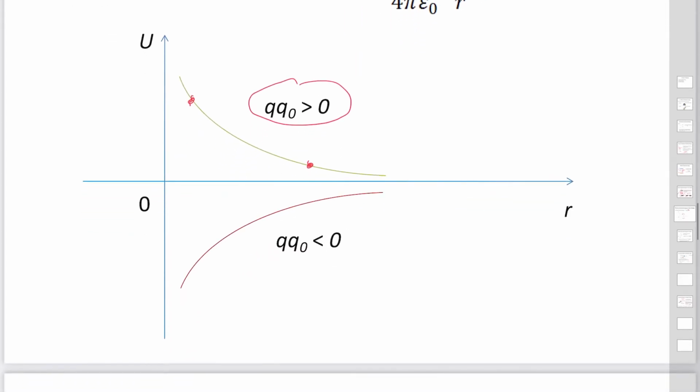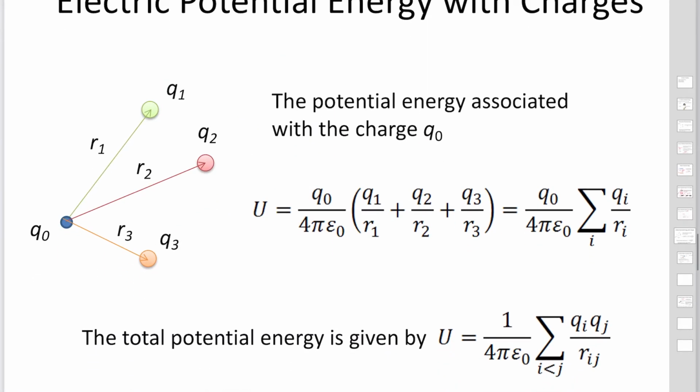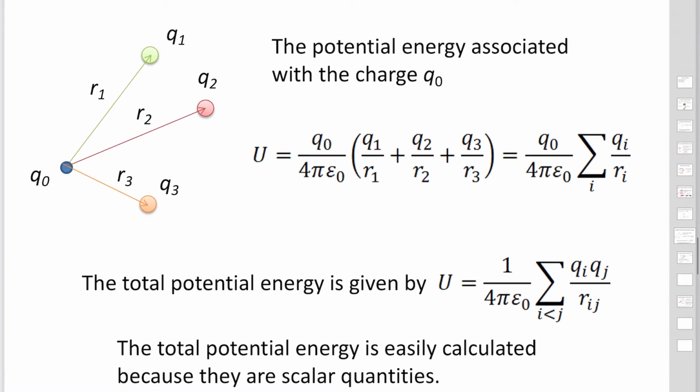If one of the charges, for example q is positive and q sub 0 is negative, the product becomes a negative quantity. If the two charges are close, the potential energy becomes really low compared with if the two charges are far apart. Electric potential energy with charges: we consider q sub 0, q sub 1, q sub 2 and q sub 3. We'd like to find the potential energy associated with the charge q sub 0.